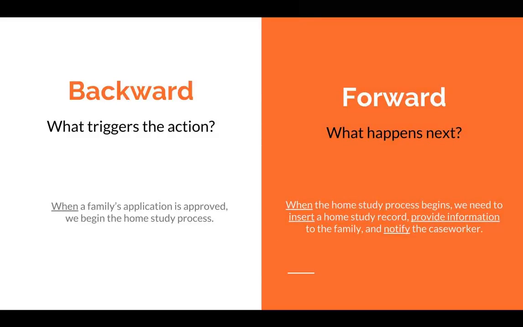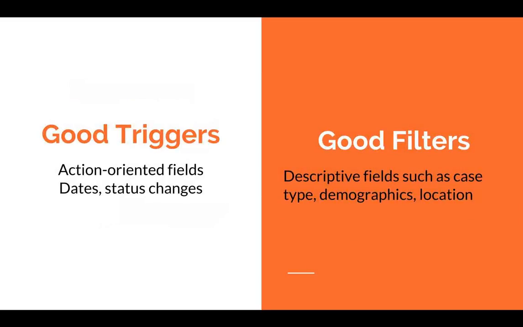So I know the home study process is starting. I want to do a bunch of actions. I want to insert a home study record, provide information to the family, notify the caseworker. It could be whatever it is that your agency needs, but you're always thinking trigger first, then action. And I'll show you that when I'm setting up the auto actions.